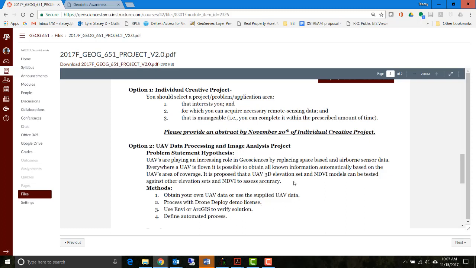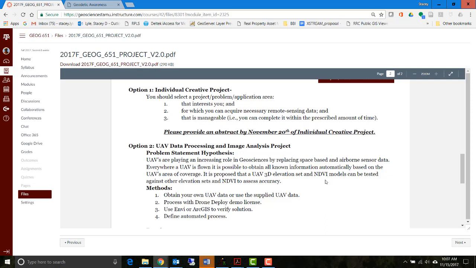If you go with the project that we are suggesting that you do, it's a UAV, which is an unmanned aerial vehicle, or a drone. People don't like using the word drone. It's a data processing and image analysis project. So basically what we're going to do is capture some images over a certain area, and then we're going to test how well those images work. And where we fly those, we will test the 3D elevation and the NDVI models that are collected.